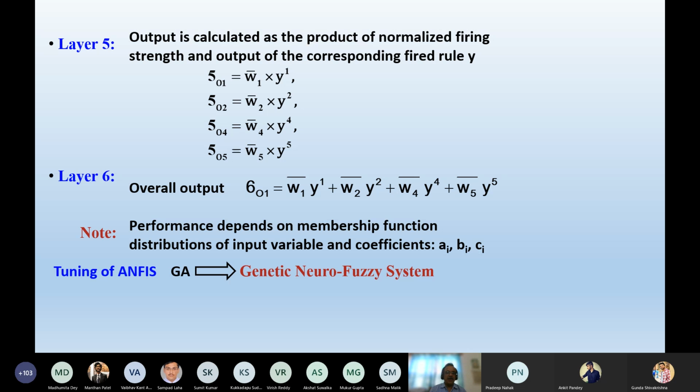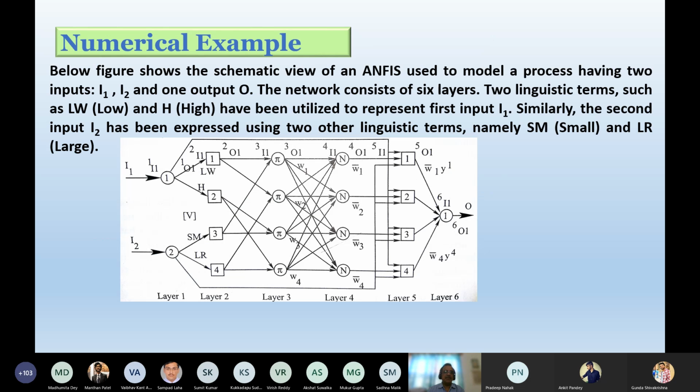And here I have put a note which I have already discussed: the performance depends on the membership function distribution of input variables and the coefficients AI, BI, and CI. Now to train, if I use the back propagation algorithm, that will be a back propagation trained neuro-fuzzy system. And if I use a genetic algorithm for the tuning of NFIS, that will come under the umbrella of a genetic neuro-fuzzy system. So I hope the working principle of this particular NFIS is clear to all of you.